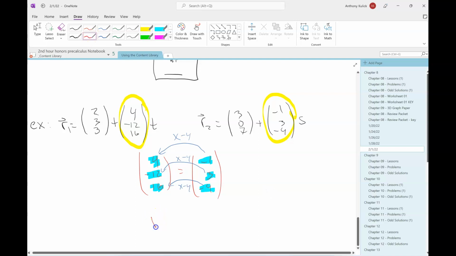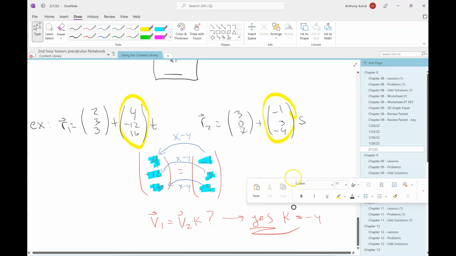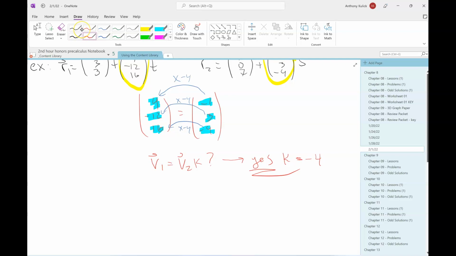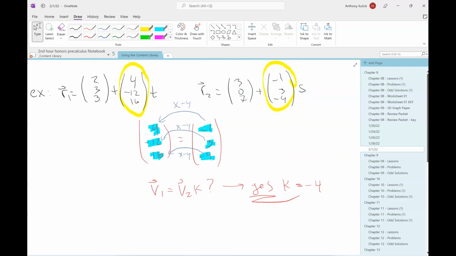So basically all I did there was this check, and it is yes, right? The k in this case is negative 4. So that was really easy. That check is super easy. It's the first thing we do every single time we're doing one of these, so don't forget that one. Once we have this, now we need to check to see if a point from one line is on the other.